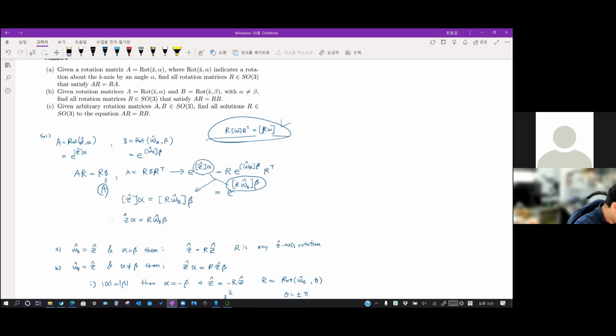In that case, Z direction is here, and Z direction is here, and if we rotate the Z direction by R, even though any angle rotation about Z-axis remains also Z-axis. So R can be any Z rotation. So this is the solution of A.